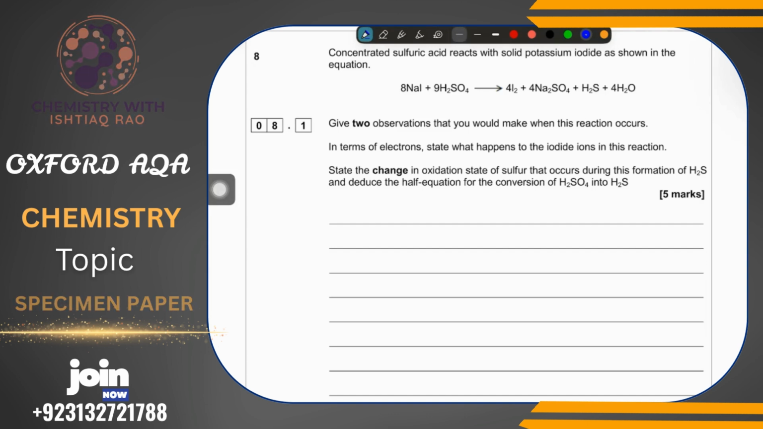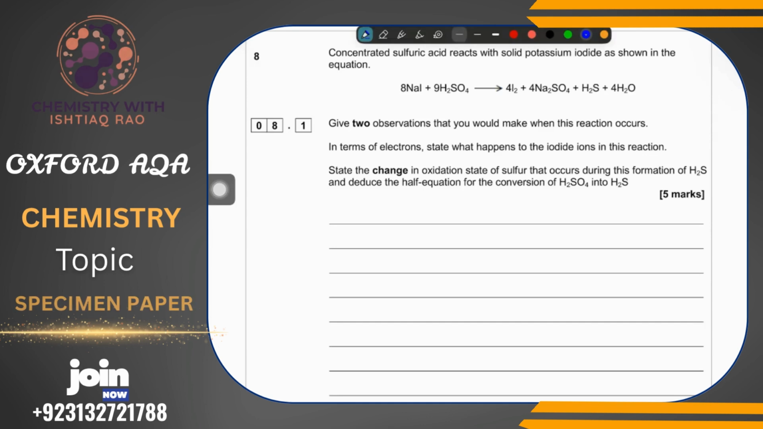In terms of electrons, what happens to the iodide ions? What happens to iodide ions in this reaction? I can see that they are splitting from sodium, and they are in diatomic form.